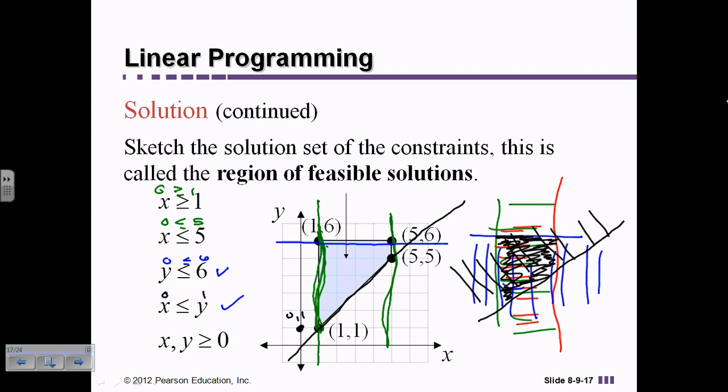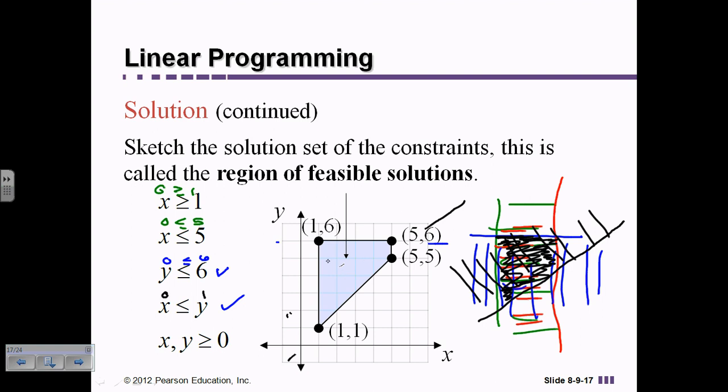And so when we look at this picture again, let's go back to what we had originally. What you're seeing here is just the overlapped region. It's called the region of feasible solutions. So these are all the possible solutions. Now the x is greater than 0 and y is greater than 0, we didn't worry about it because we were limiting it even more with the x is greater than 1 and x is less than 5. So we didn't worry about that.